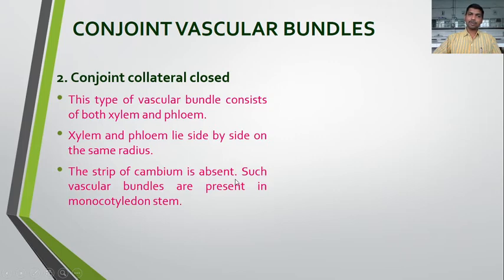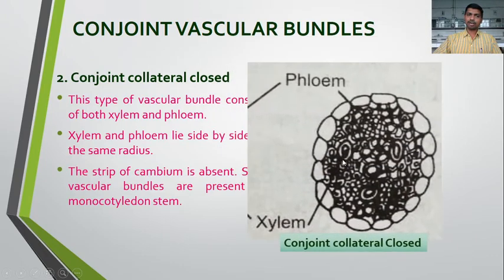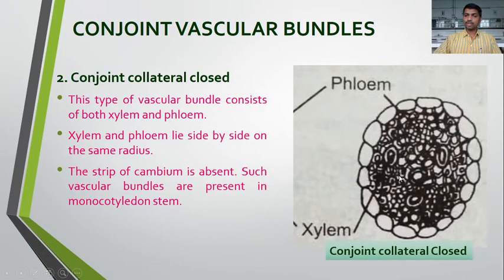In case of open type of vascular bundle, the cambium strip is present between xylem and phloem. But in case of conjoined, collateral, closed vascular bundles, xylem and phloem are present in the same vascular bundle, and they lie side by side on the same radius.